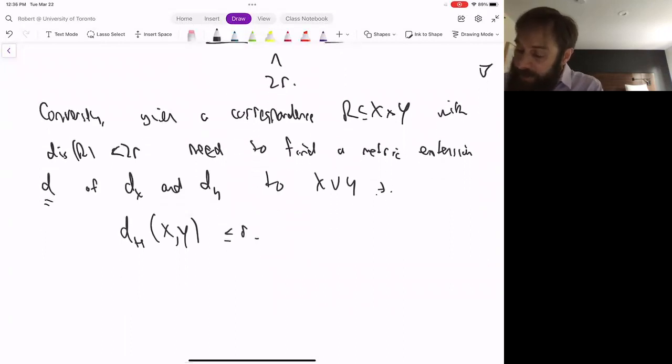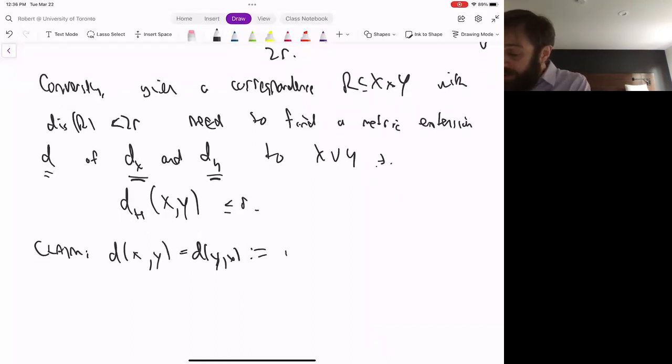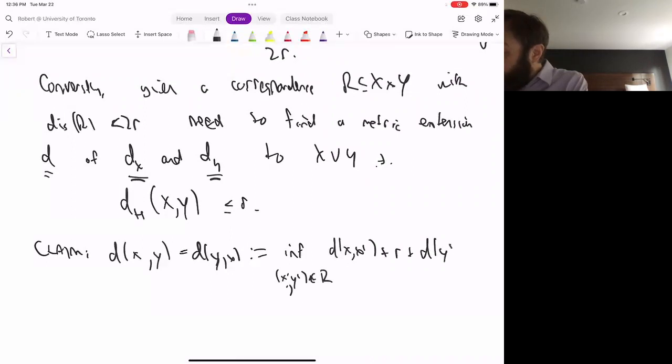And then the claim is that, again, I need to define d as a function of two arguments, but if both arguments are in X, it's given by this, and if both arguments are in Y, it's given by that. And so I only need to define it for one argument in X and the other argument in Y, and of course I want the definition to be symmetric. And the claim is the definition that works is this one. It's the infimum over all points in the correspondence of the distance x x prime plus r plus the distance y prime y.